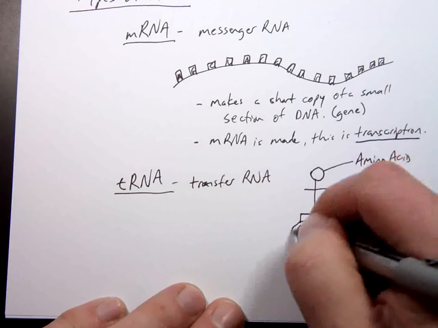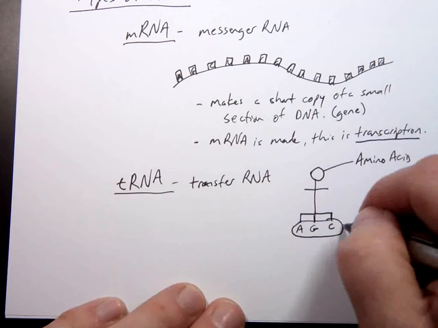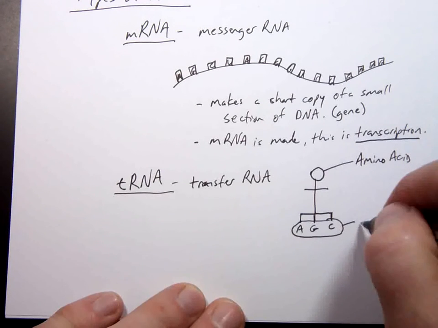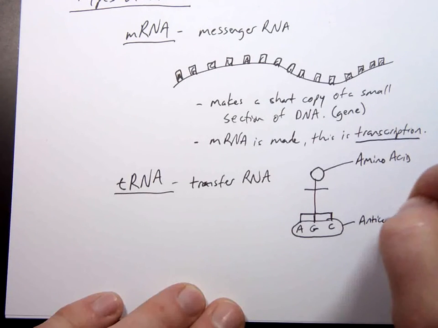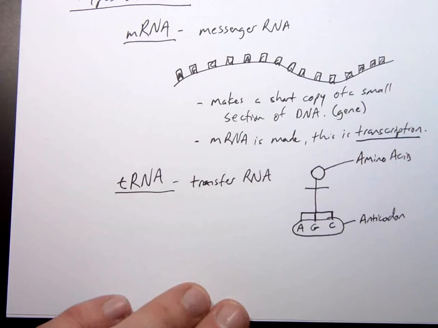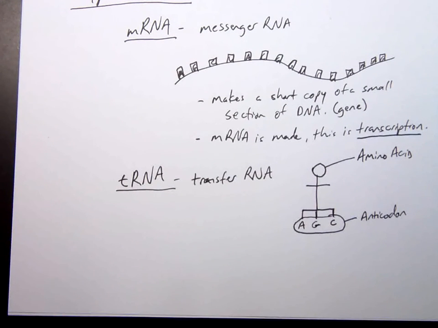This thing right here, this 3-letter sequence at the bottom of this tRNA is called an anti-codon, because it is exactly the opposite of a codon, which we'll talk about here in just a little bit. The 3-letter sequence is called an anti-codon.